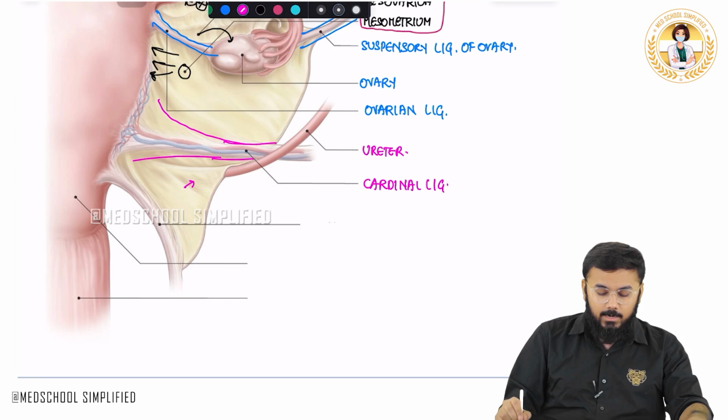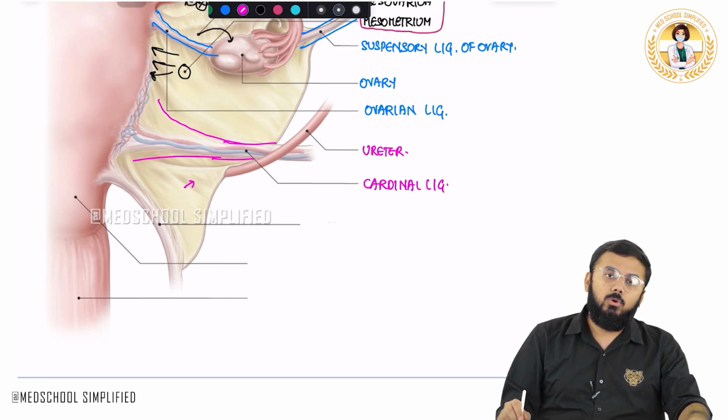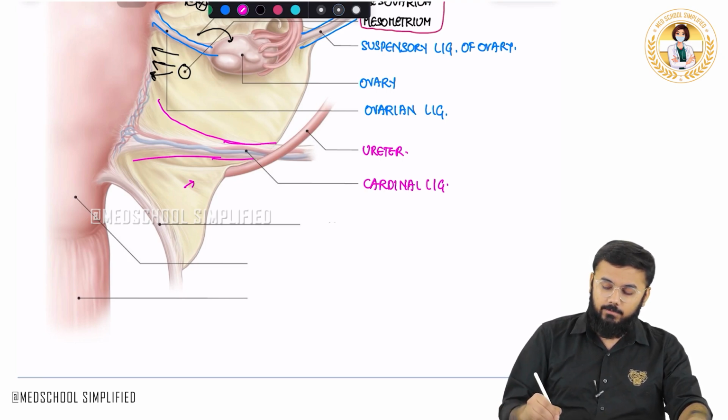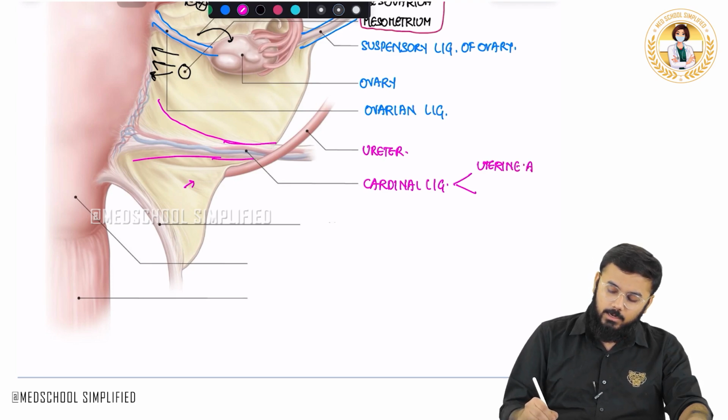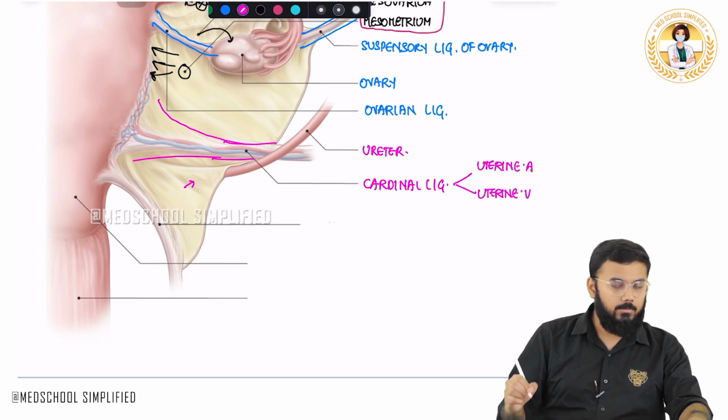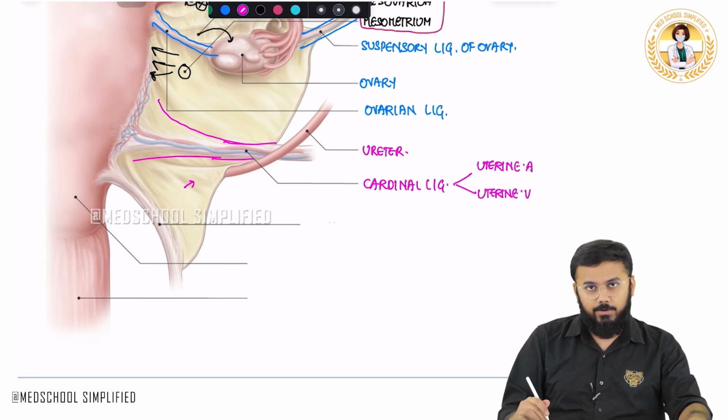Within this cardinal ligament, I see an artery and I also see a vein. The artery is called the uterine artery and the vein is called the uterine vein. So, this has two important things: your uterine artery and your uterine vein.